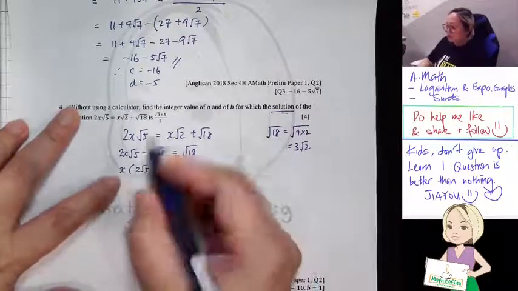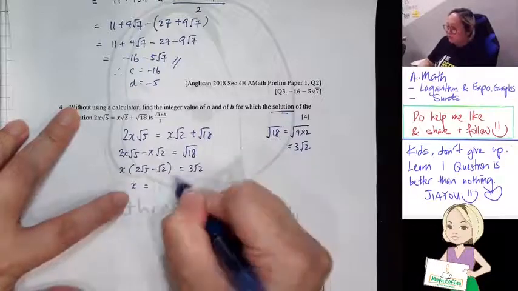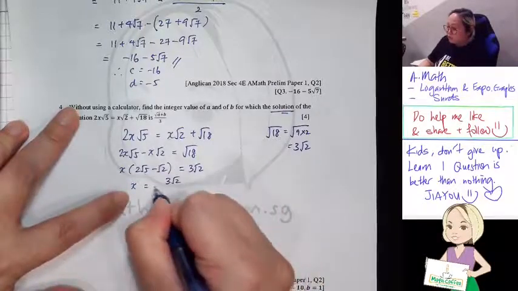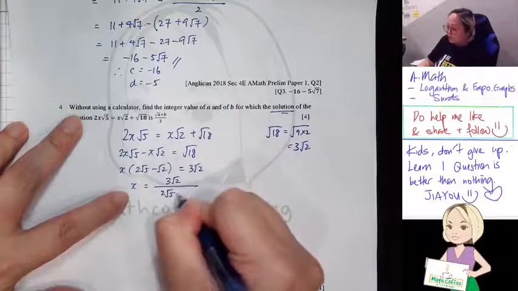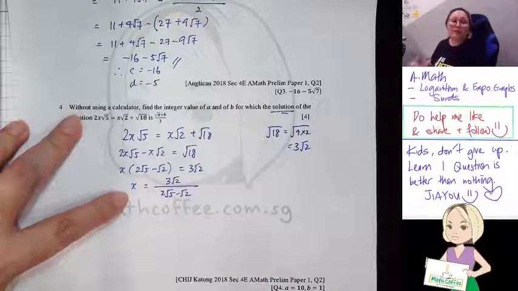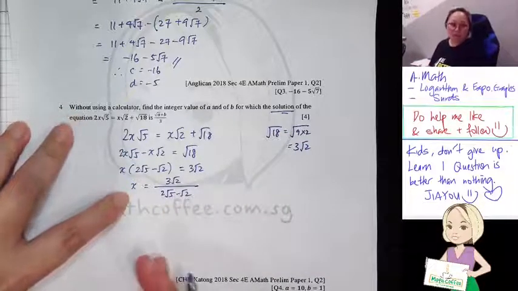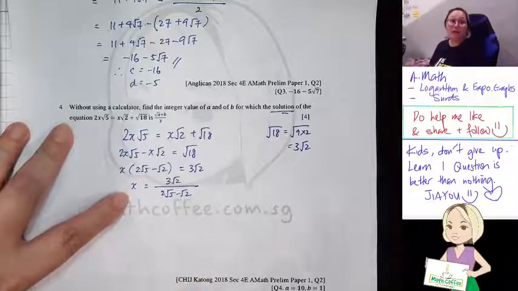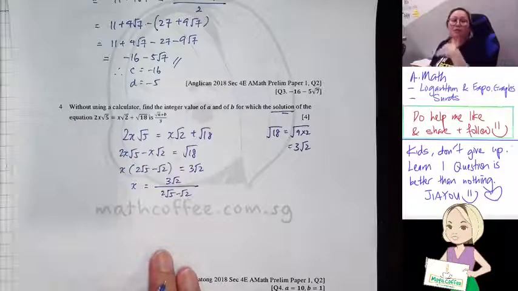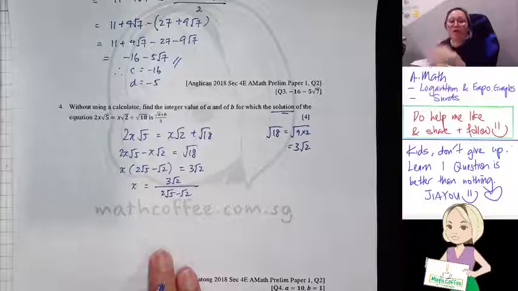So all I need to do is make x the subject. So x equals 3 square root 2 over 2 square root 5 minus square root 2. So technically speaking, I have solved my x. It's just that we cannot have surds at the denominator. So we just need to do a last step, which is to rationalize.